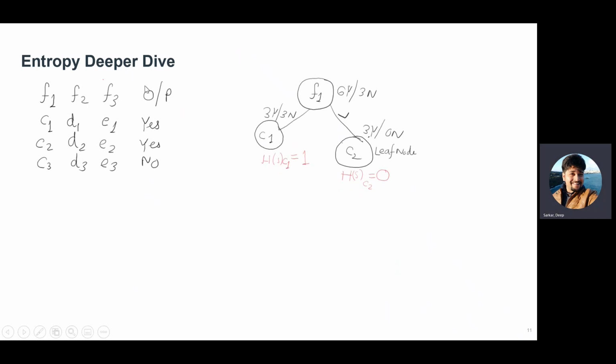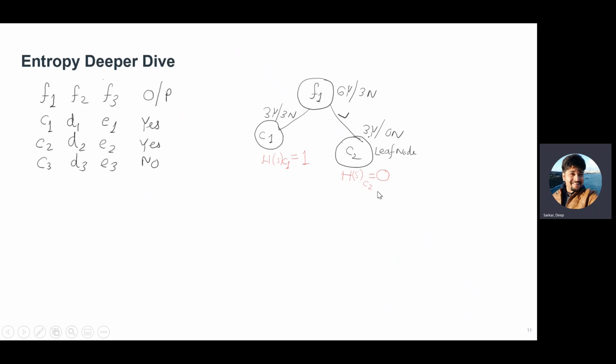Now let me try to construct a decision tree on the basis of feature F1. If I just take F1 here, F1 has 6 yes and 3 no's, and let me split this into C1 and C2. C1 has 3 yes and 3 no's, and C2 has 3 yes and 0 no's. We had seen why this is called a leaf node, because it has 0 no's here, and it's a pure split.